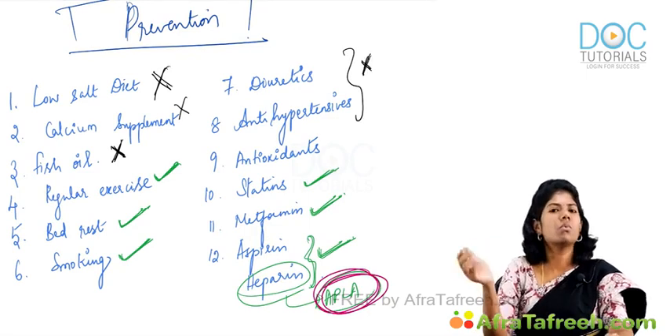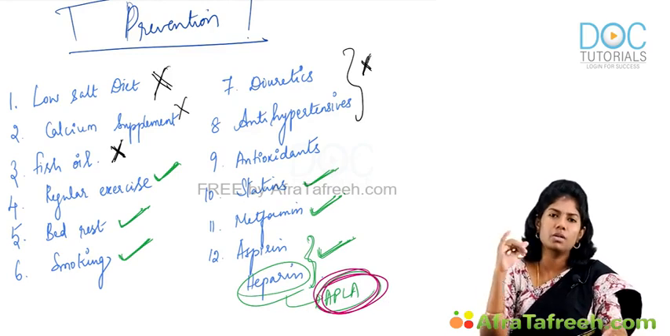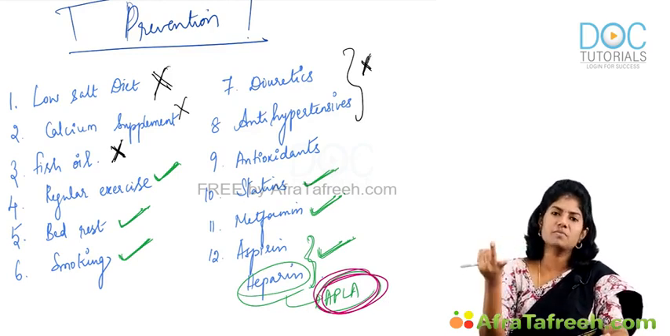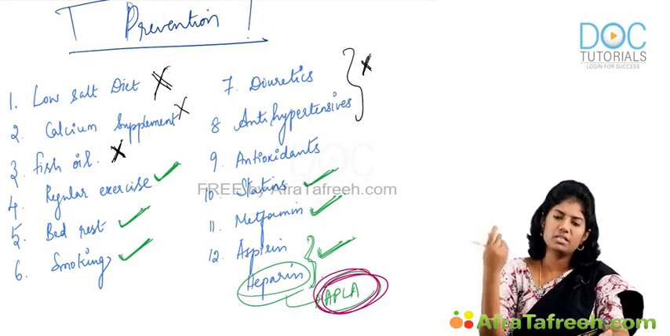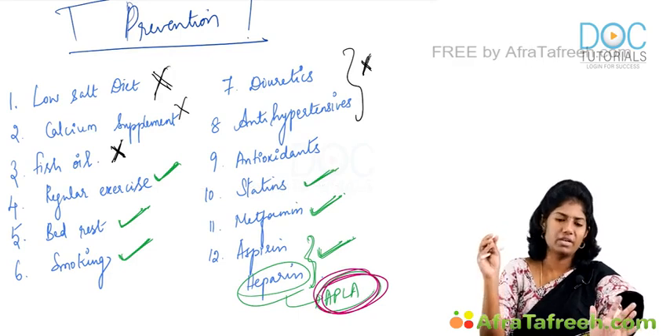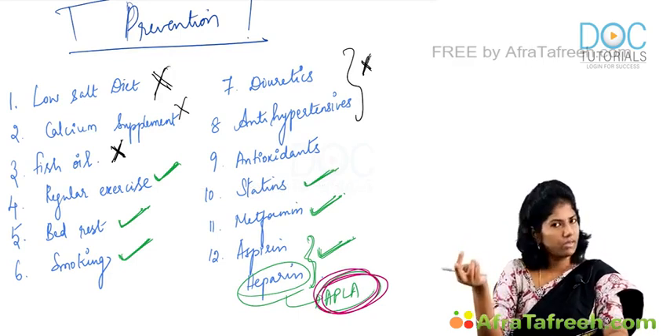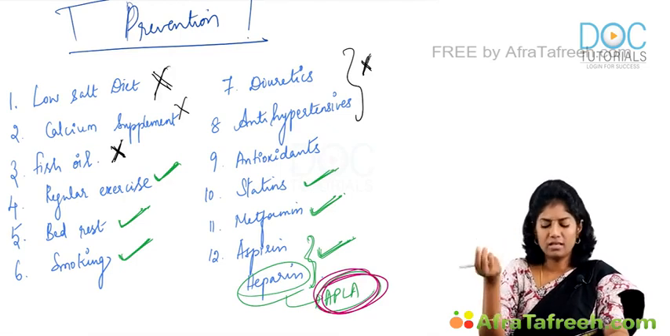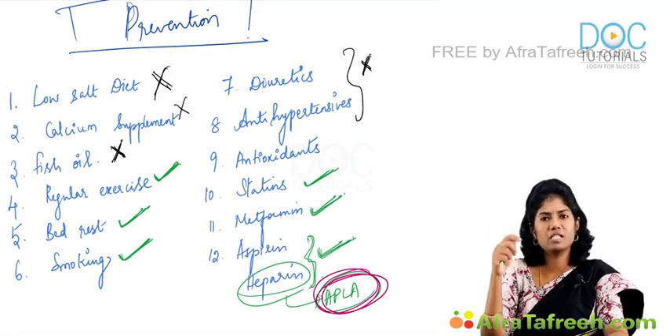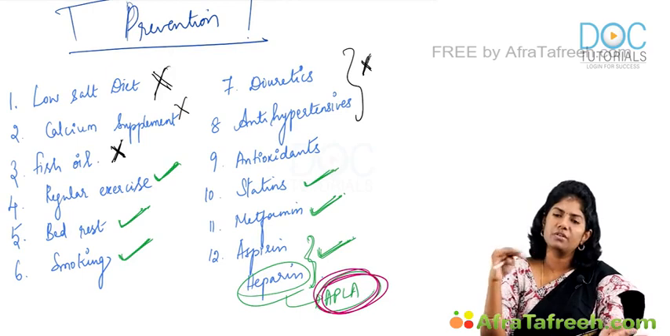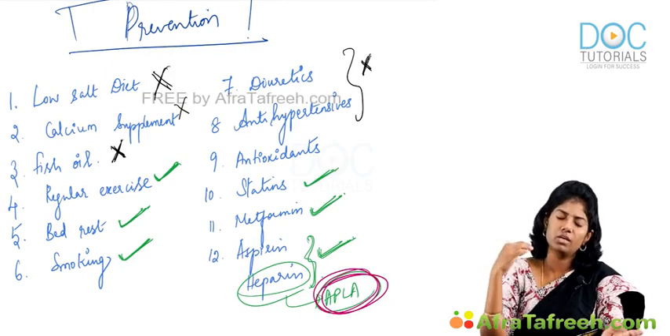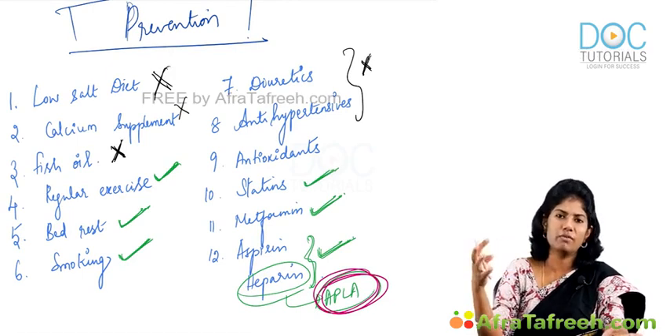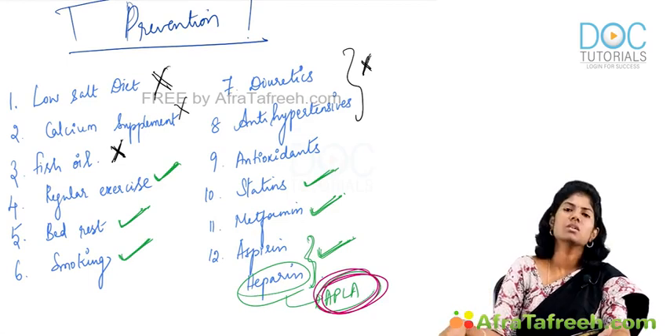So what all had lost its hope? Low salt diet, calcium supplementation, fish oils, diuretics, antihypertensives, all these were tried in the past and now they've all been proven ineffective. Bed rest, exercise, smoking, statins, metformin and aspirin and heparin. Aspirin definitely has a role. When you combine it with heparin, it works well for APLA. So this is about prevention of preeclampsia.